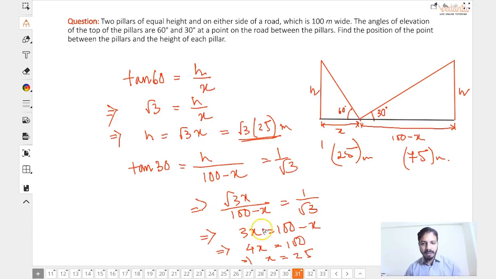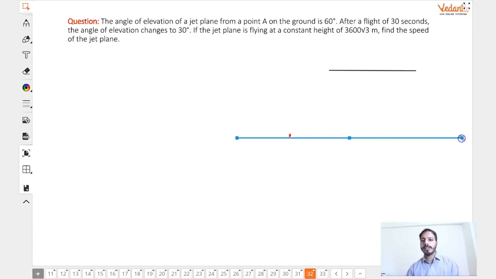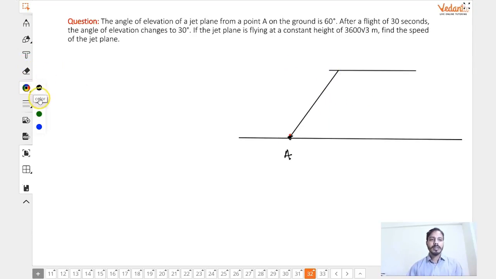So this is a very important question. Similar questions we can have. Now this is also a very important question, and I want you to solve it. Let me just explain this. They say that the angle of elevation of a jet plane from a point A on the ground is 60 degrees. Say there is a jet plane which is flying at a constant height with some speed we don't know, right? And what we know is this is the base, and this is the point, say A, from which the angle of elevation is 60 degrees.